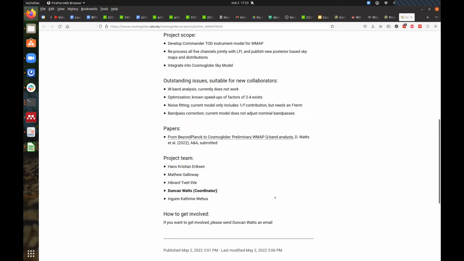But yeah, obviously the goal here is going to be doing an end-to-end TOD analysis with Planck and WMAP together at the time order level. So that'll be something in the next year or so. So give me an email.